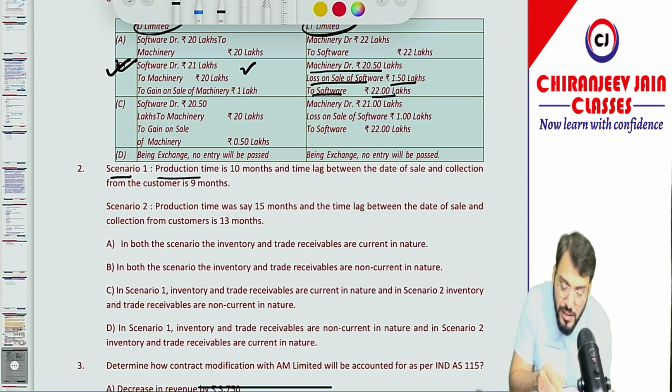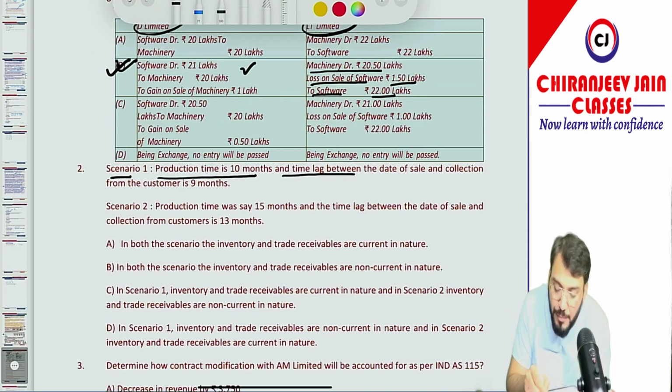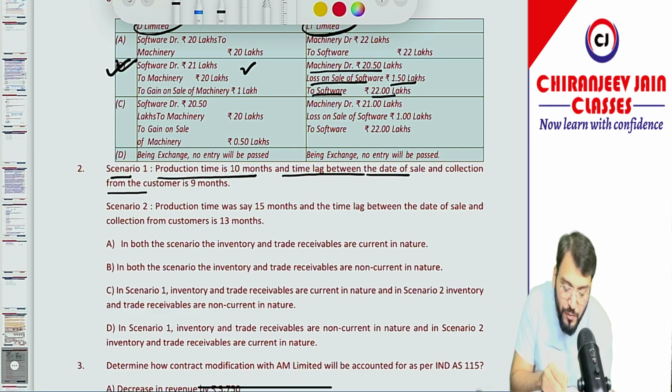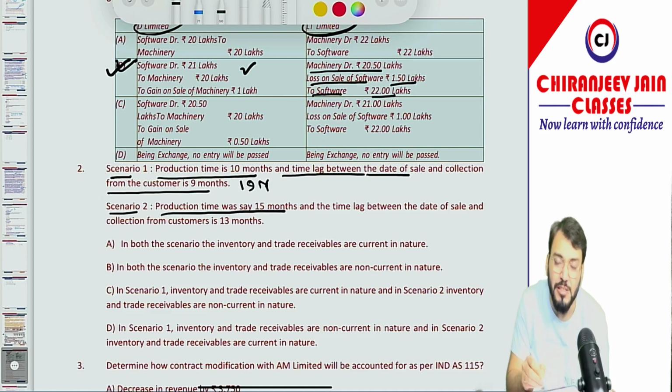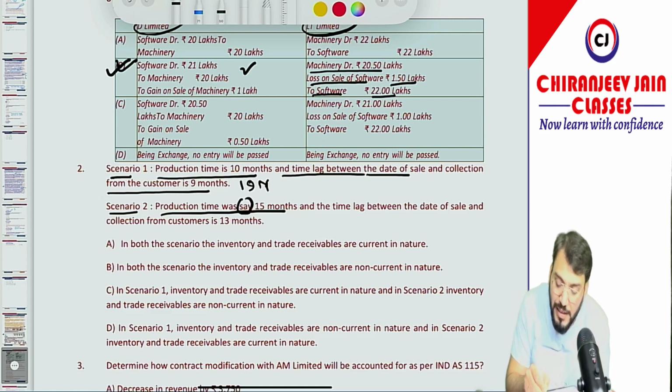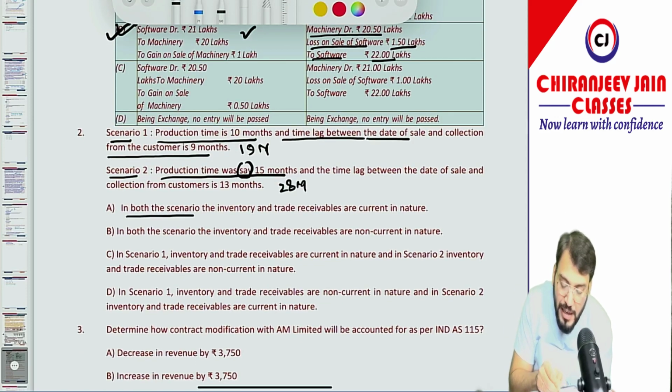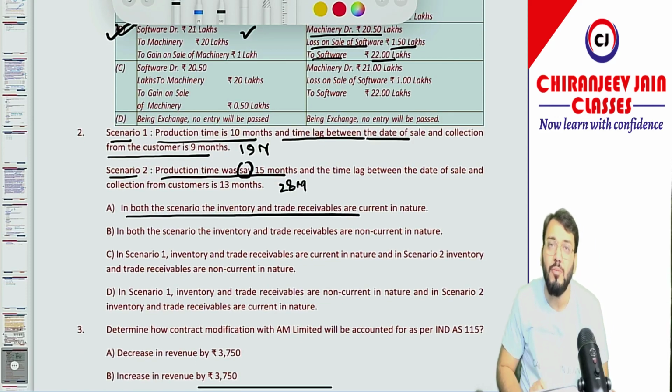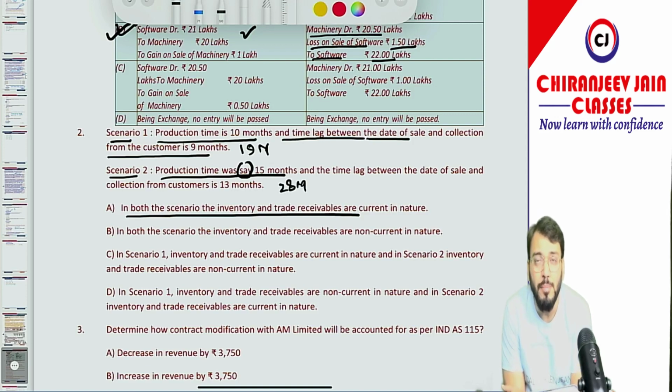Scenario 1. Production time is 10 months and the time lag between the date of sale and collection from customer is 9 months. Means operating cycle is 19 months. Scenario 2, the production time is 15 months and the time lag between the date of sale and collection from customer is 13 months. So 15 plus 13 is 28 months. In both scenarios, the inventory and trade receivable are current in nature. Now what is the rule? Any asset will be a current asset if any one of the following conditions is satisfied.